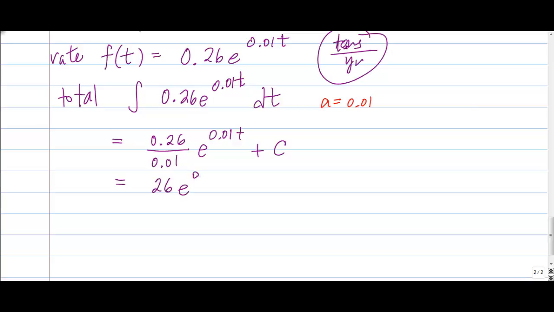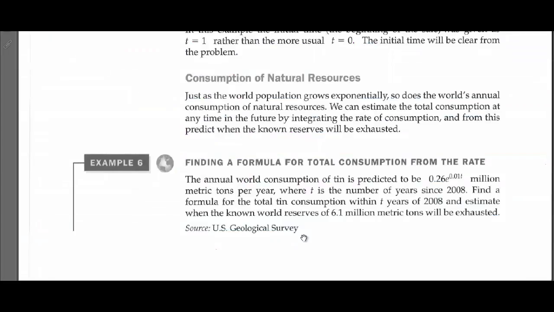26 e to the 0.01 t plus c. Now I need to solve for that c. We don't know. It says find the formula for the total consumption within 2 years of 2000 and estimate when the known world reserves of 6.1 million metric tons will be exhausted.